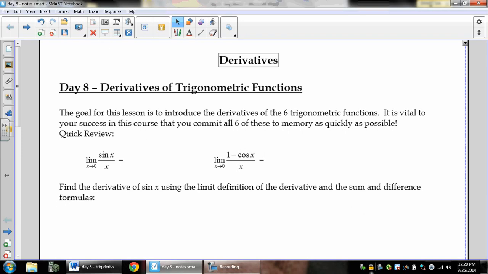In the end, you really just need to memorize the derivatives of the 6 trig functions, but I want you to see how to get there. Chances are you'll never need to know why in your life, but I want you to know anyway.